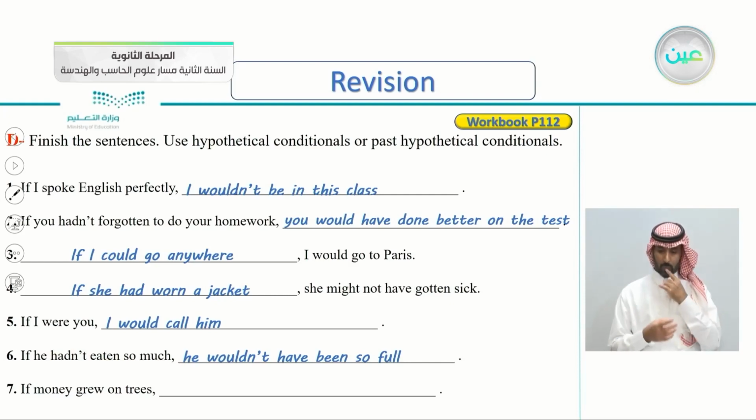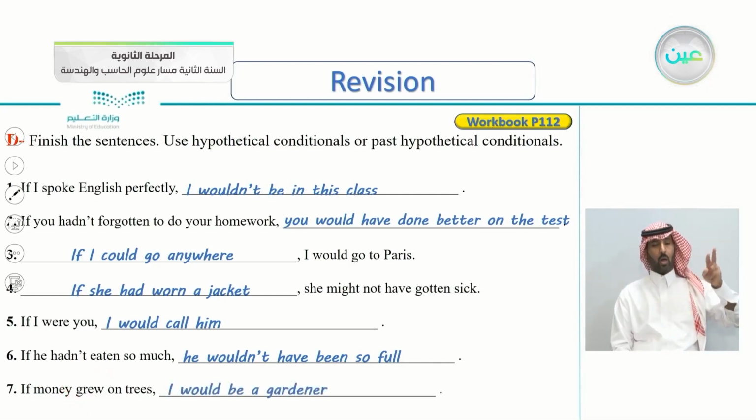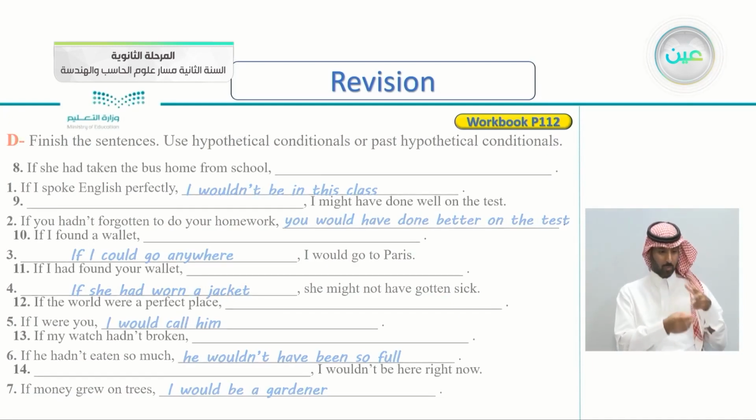Number 7, if money grew on trees. If money grew on trees, so what would you do if money grew on trees? You can answer anything, of course. If money grew on trees, this is a present hypothetical because we used the past tense grew here. So I would be a gardener. I would be a gardener because a gardener works with trees. I would pick the money up. So if money grew on trees, I would be a gardener.